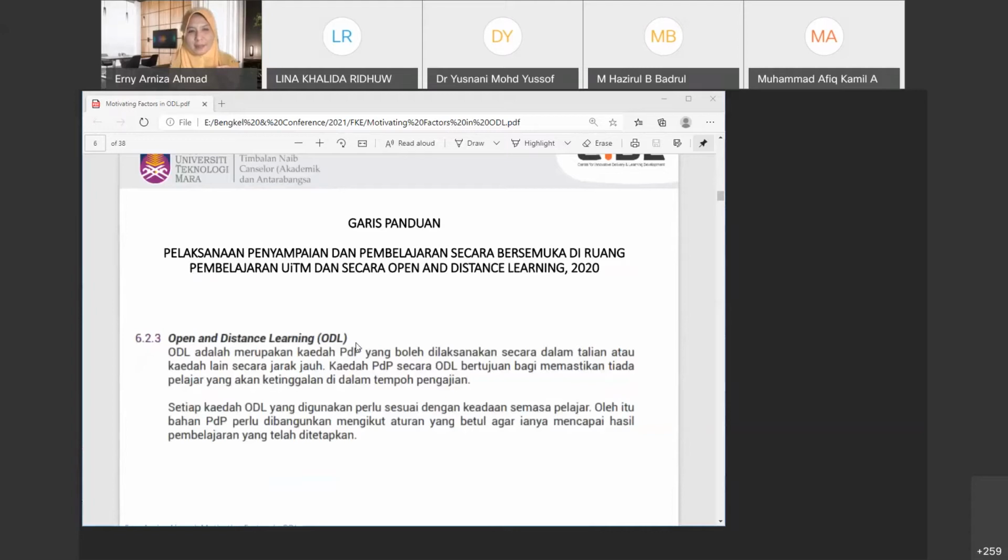So ODL di UiTM merujuk kepada kaedah PDP. PDP ni maksud dia pengajaran dan pembelajaran yang boleh dilaksanakan secara dalam talian atau kaedah lain secara jarak jauh. Dia tak kata pun wajib. So there's options here. Kaedah PDP secara ODL bertujuan bagi memastikan tiada pelajar yang akan ketinggalan di dalam tempoh pengajian. So setiap kaedah ODL yang digunakan perlu sesuai dengan keadaan semasa pelajar. Oleh itu bahan PDP perlu dibangunkan mengikut aturan yang betul agar ianya mencapai hasil pembelajaran yang telah ditetapkan.